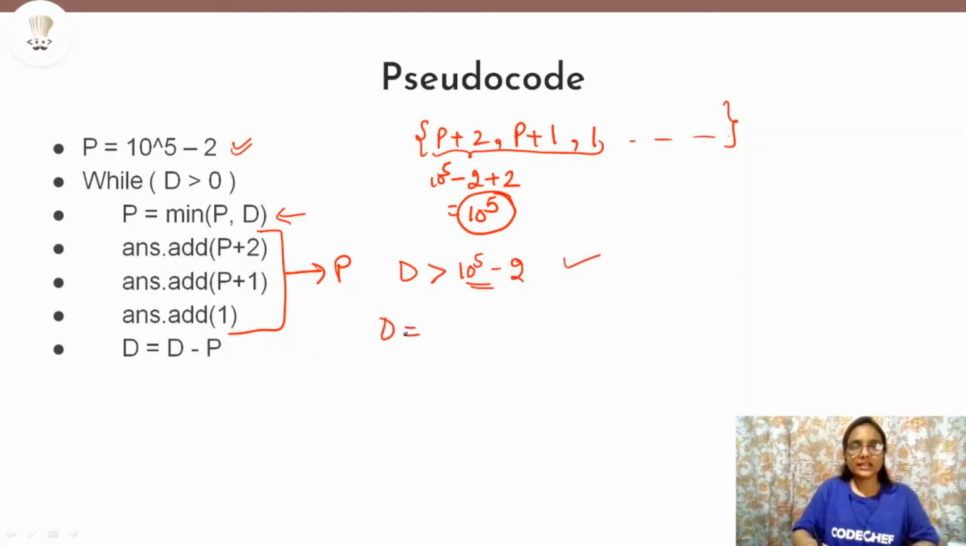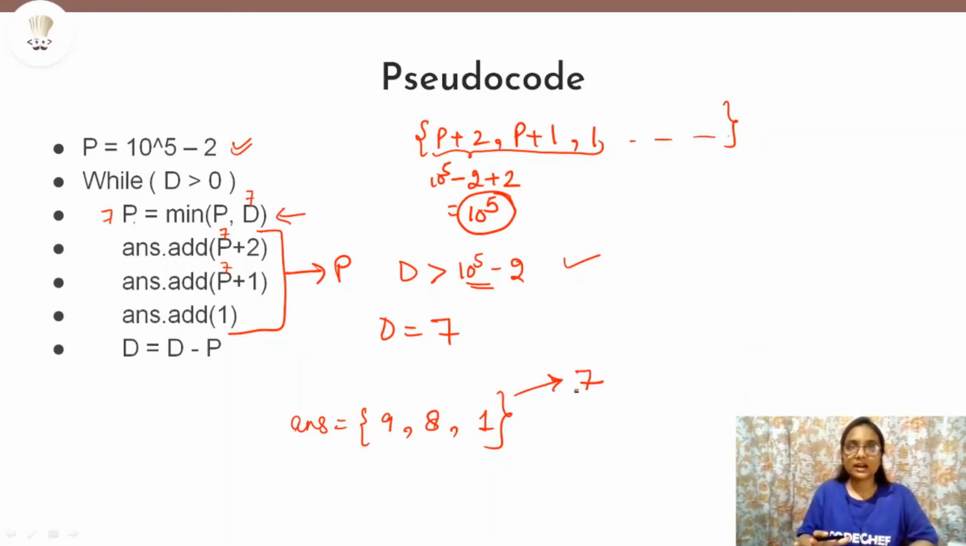I'm sure that this greater possibility must be clear to you up till now. But suppose your d is a smaller number, that is 7. Here the minimum of p comma d is 7, so in p, 7 will be stored. Then in the answer we are going to add 7 plus 2, 7 plus 1 and 1. So what will be our sequence? 7 plus 2 is 9, 7 plus 1 is 8, and 1. This will be our sequence, and this sequence will contribute p. And what is p? p is 7, and that is what we require in our answer. So this sequence will contribute d to the answer, that is 7. Then if we do d equals d minus p, d was 7 and p is also 7, so 7 minus 7 will be 0, right? So it will come out of the loop.